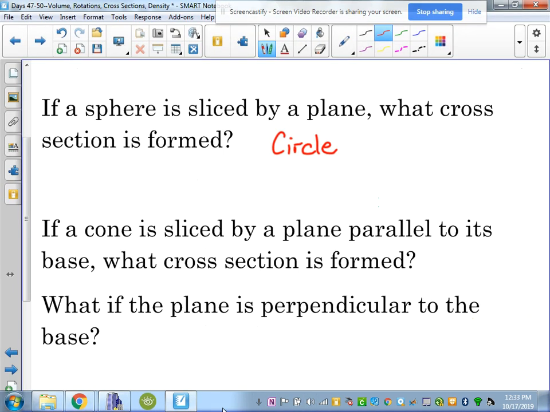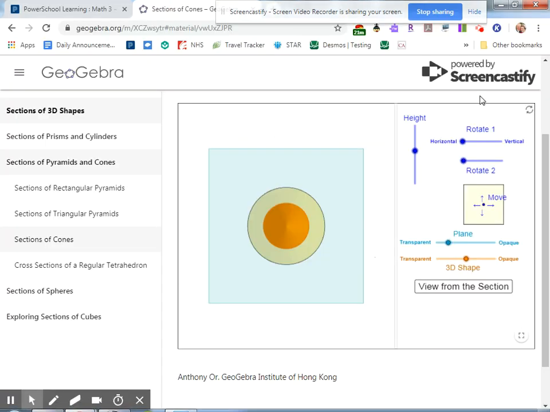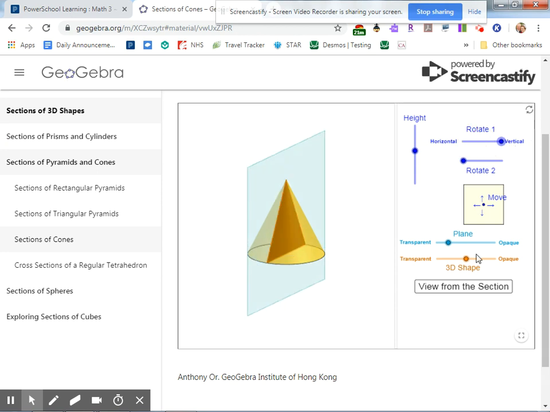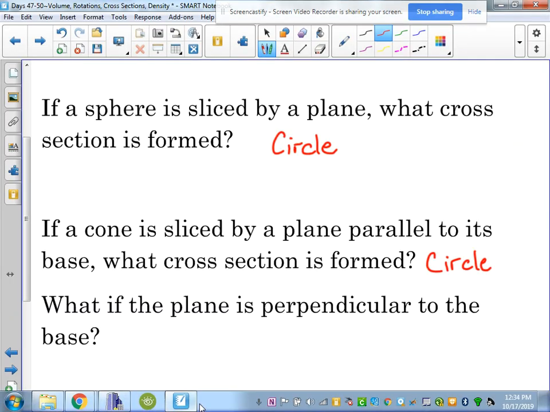Now, what if we change that and we say instead of being parallel to the base, we're perpendicular to the base? How is that going to change the shape? Is it still going to be a circle? No? Okay, what do we think it's going to be? Triangle. Okay, so if we make this completely vertical and we look at it, yes, indeed we have a triangle. Now, is that the only option there? Do you think if I move that, it would give the same shape?